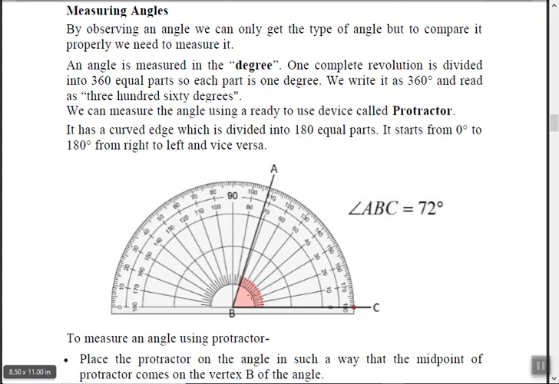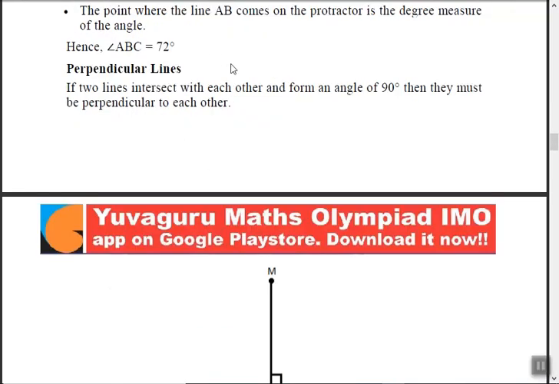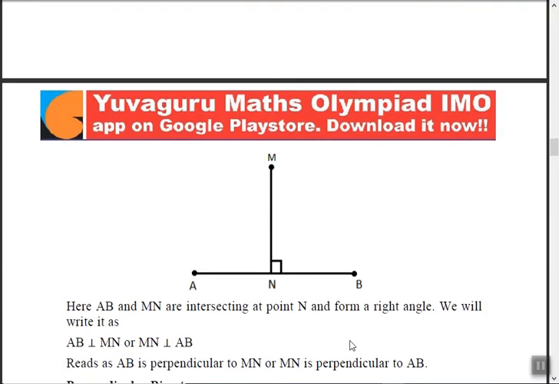Angle is measured in degrees. We use a protractor for measuring these degrees. Suppose I say angle ABC is 72 degrees, what does it mean? I'll keep the protractor at BC, lowest part, and start measuring from here inside. Okay, and then I'll say it is 72 degrees. What are perpendicular lines? Perpendicular lines are those lines which form a 90-degree angle with each other. See this, AB and MN form a 90-degree angle, so those are called perpendicular lines.